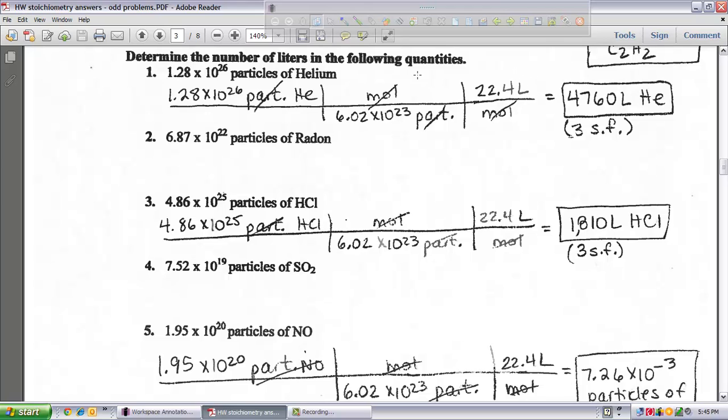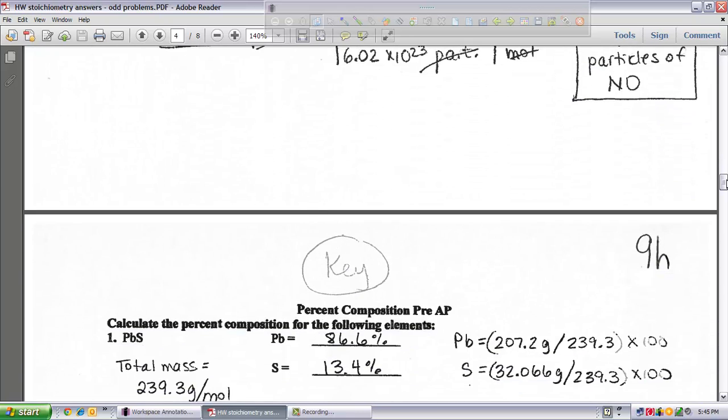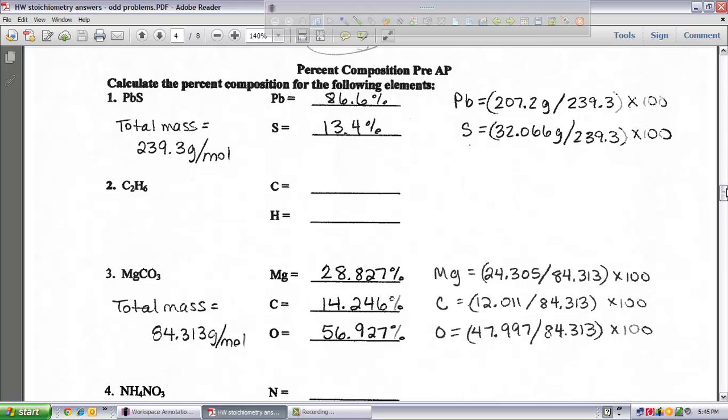And then moles are canceled, and you're left with the one unit that you're looking for, that they're asking for. So that's sort of your goal. You want to map it out that way. Okay, let's get to something new.